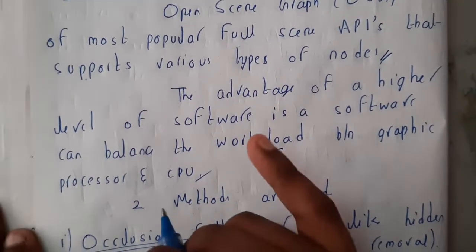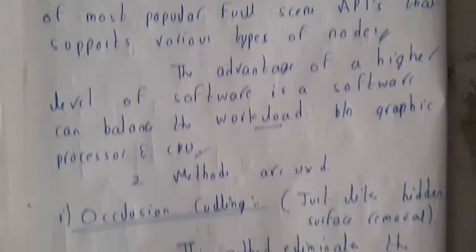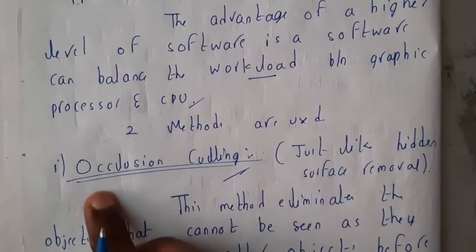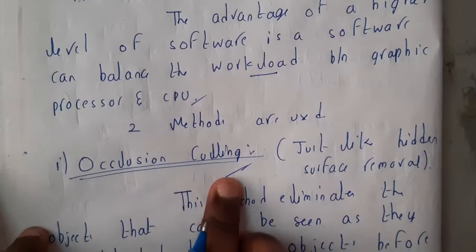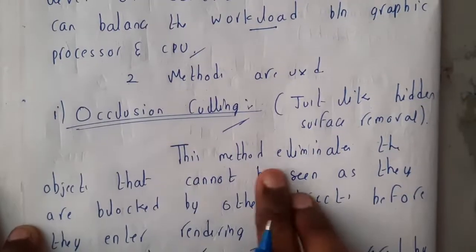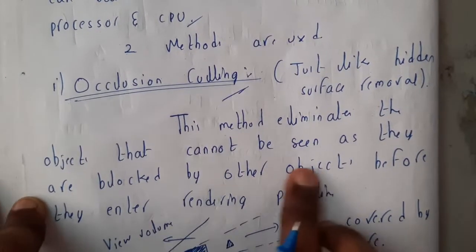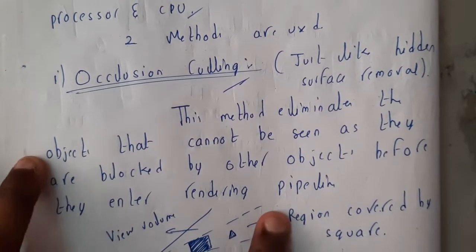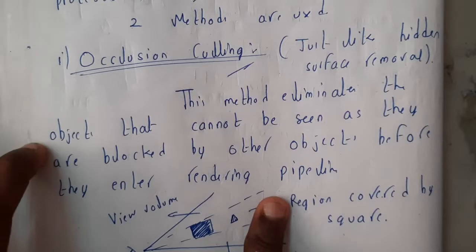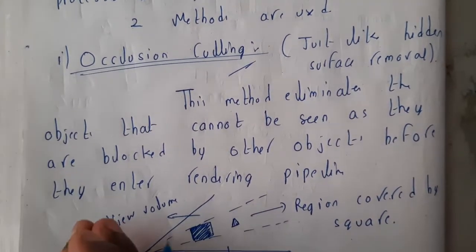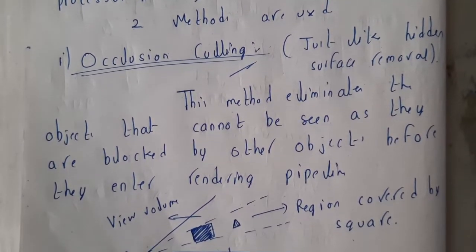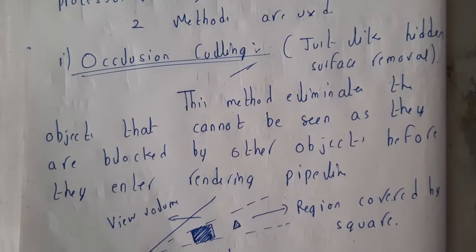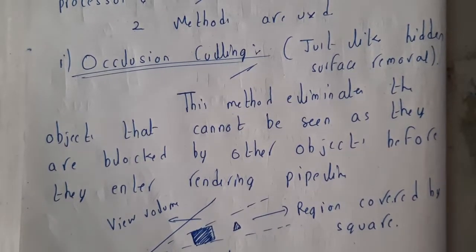One is nothing but hidden surface removal, guys. We will be saying hidden surface removal, but the terminology is occlusion culling. This method eliminates the objects that cannot be seen, as they are blocked by other objects, before the entry of the rendering buffer. Instead of that object entering the rendering buffer or any kind of buffer or pipeline, we avoid them so that the workload will reduce, right?